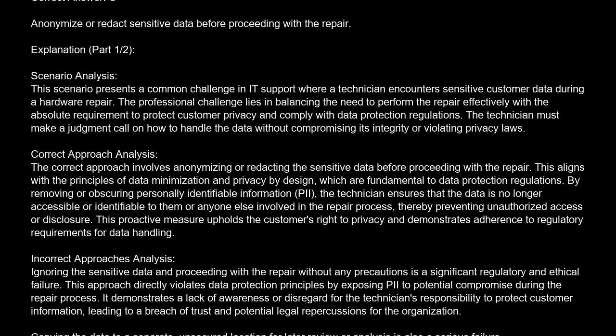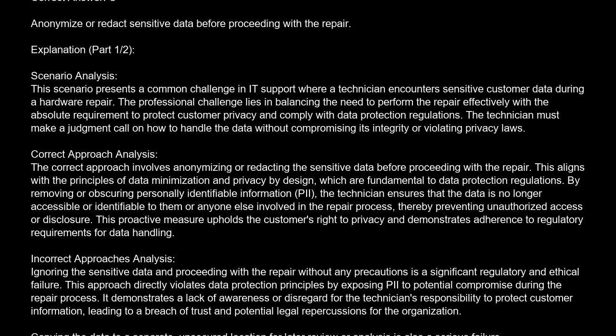Explanation. Scenario analysis. This scenario presents a common challenge in IT support where a technician encounters sensitive customer data during a hardware repair. The professional challenge lies in balancing the need to perform the repair effectively with the absolute requirement to protect customer privacy and comply with data protection regulations.